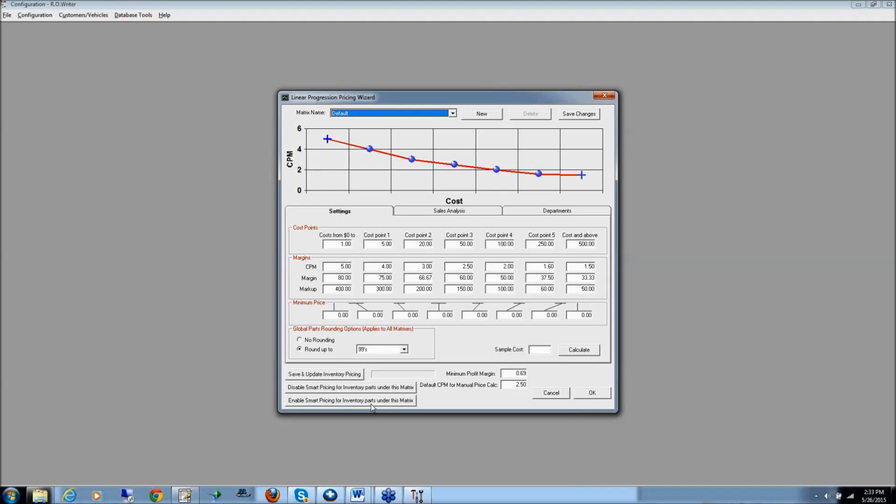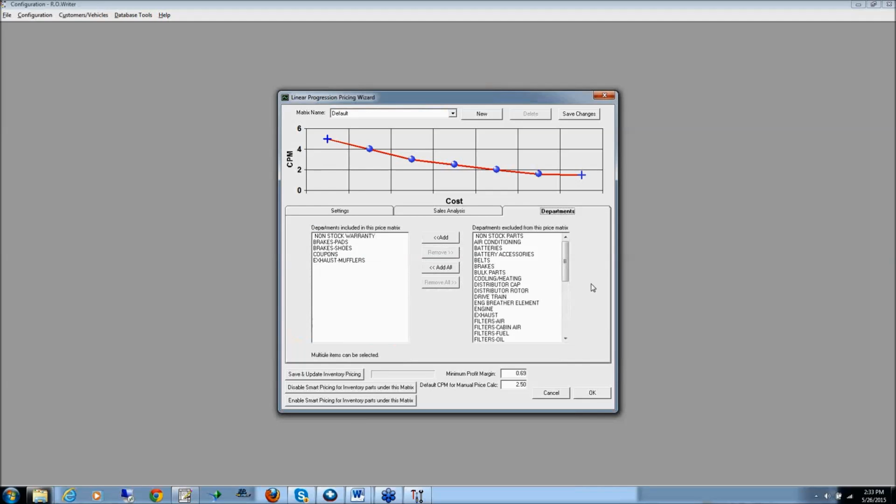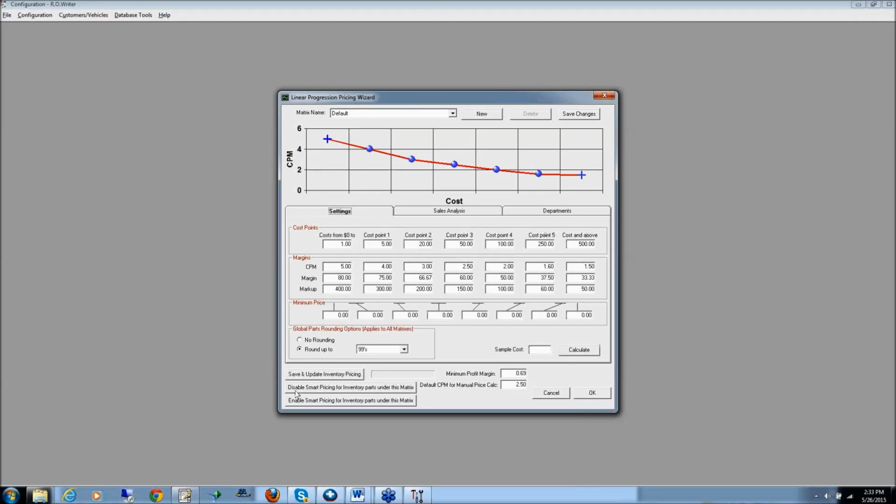Now, important to note that my inventory rules were set to do linear pricing by department. So you'll notice my tab out here to the right says Departments, not Suppliers. If I was to look at that, you'll find that I only have a handful of parts included in my default. I've got half a dozen different matrices that I've built underneath my inventory parts. But anything that falls into this matrix, were I to hit this button that says Save and Update Inventory Pricing, would automatically get the rules applied as they exist here.